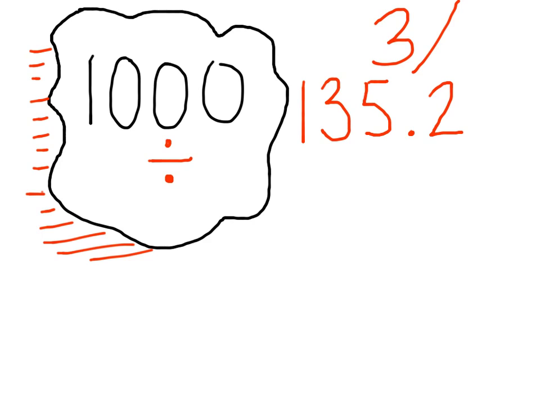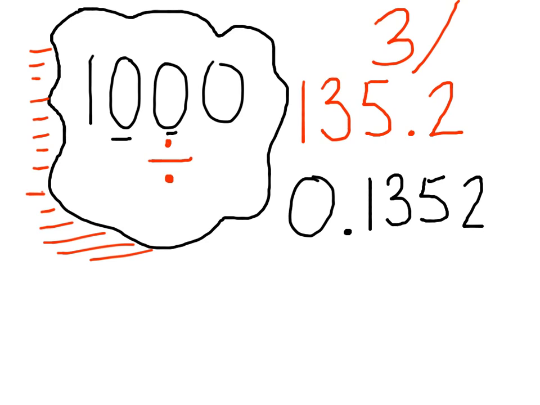We have 135.2. We're going to see, and so on. It's actually kind of messy. I'm going to erase that part and we'll just show it down here. So when we shift everything back 3 spots, we end up with 0.1352.